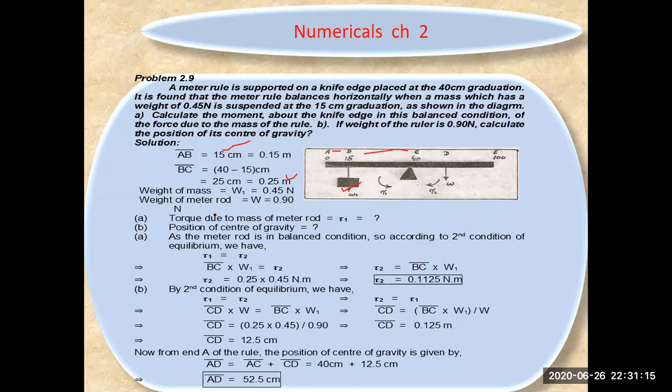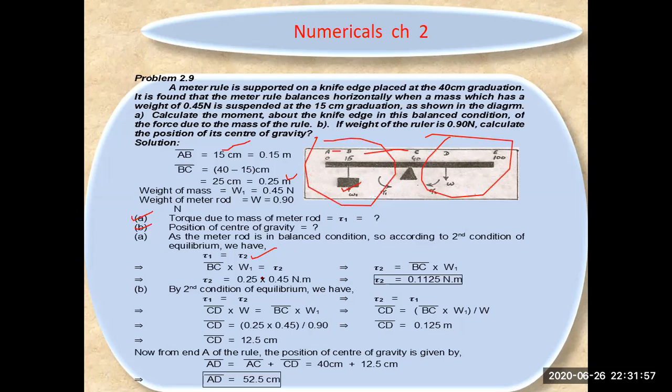Now the torque due to the mass of the rod. You have two questions for that: A, torque due to the mass of the rod produced; B, position of center of gravity. And how will you think to calculate the torque? This is in balance condition, tau 1 should be equal to tau 2. You will apply the second condition of equilibrium. So when you apply it, torque produced in this direction must be equal to torque produced in the other direction.